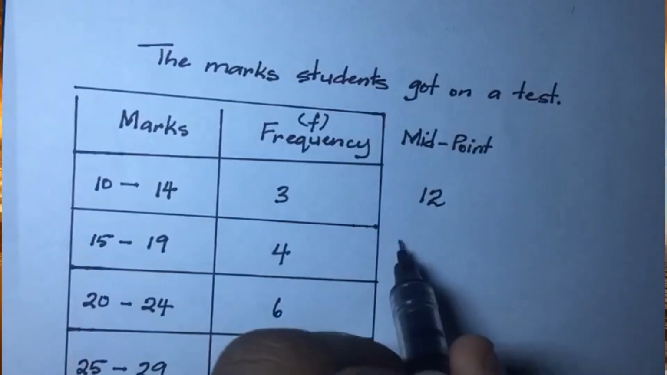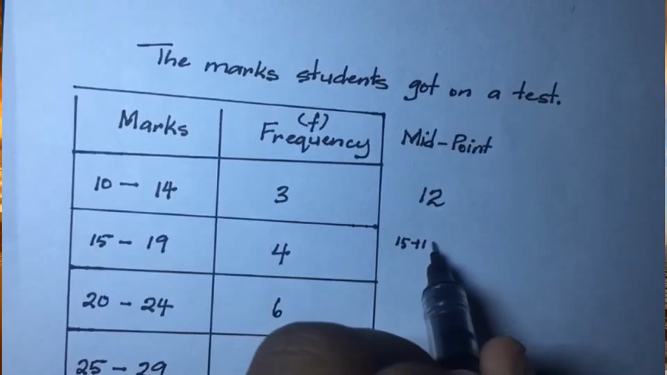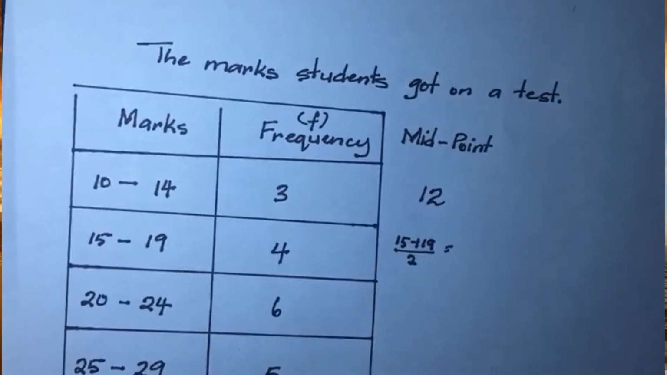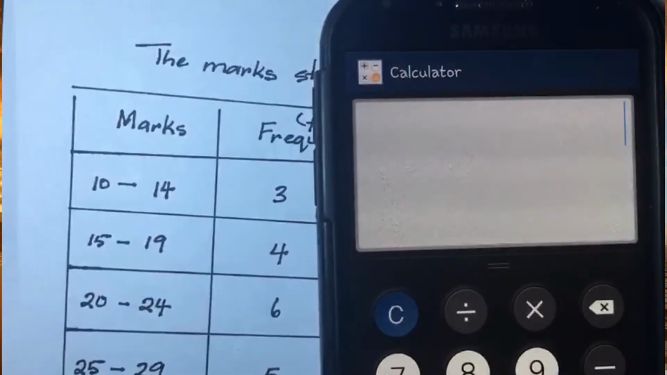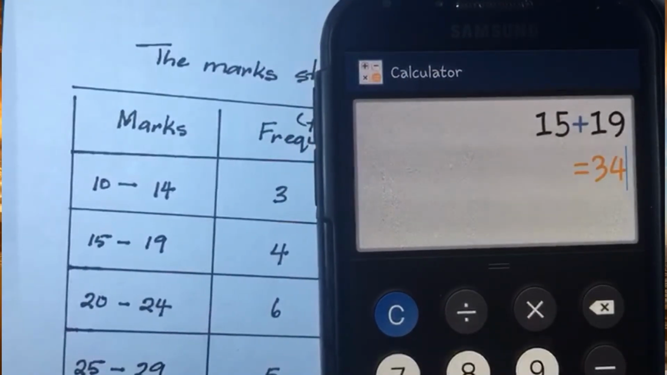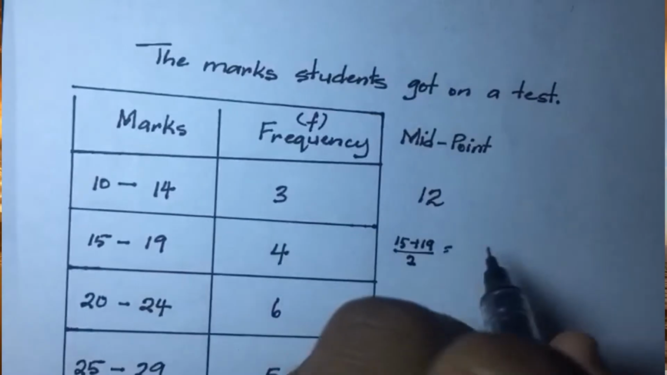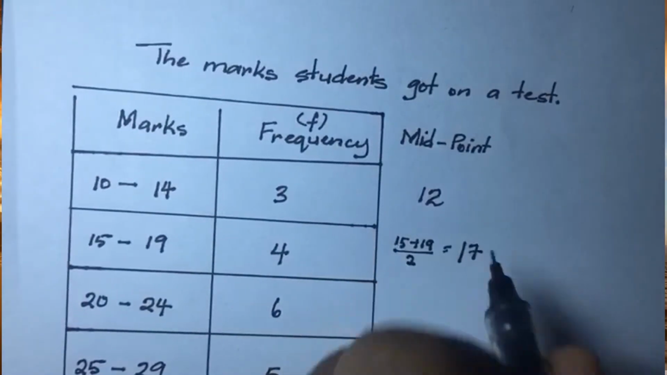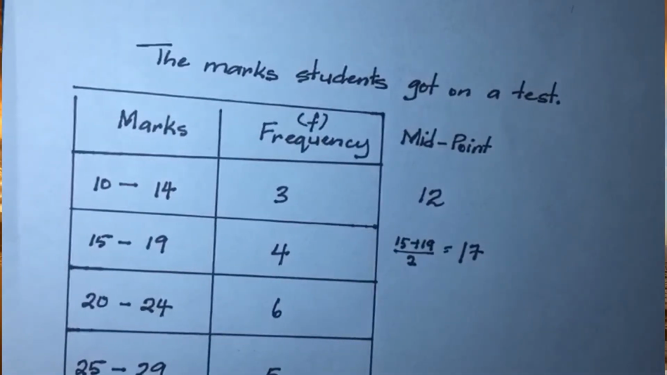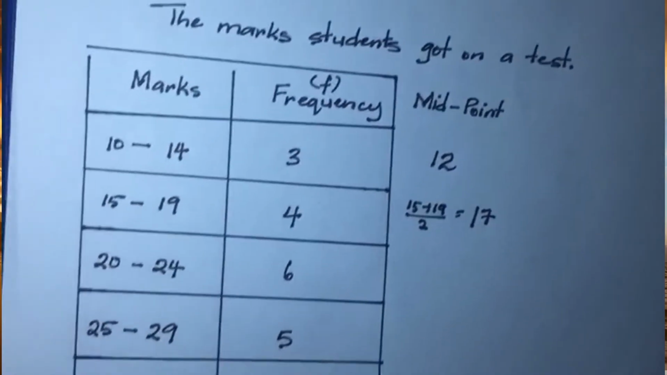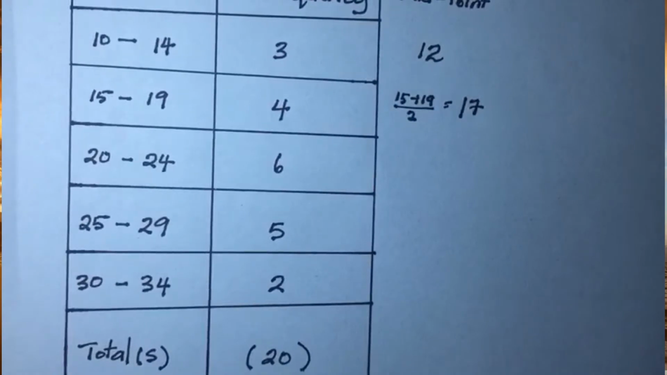You're correct. It would be 15 plus 19, then I divide the answer by 2. Let's do that on the calculator. 15 plus 19 is equal to 34, and dividing 34 by 2, I get 17. So the midpoint for the second class is 17. Do you think you can go ahead and fill out the rest? Alright, pause the video and see if you can fill out the rest.